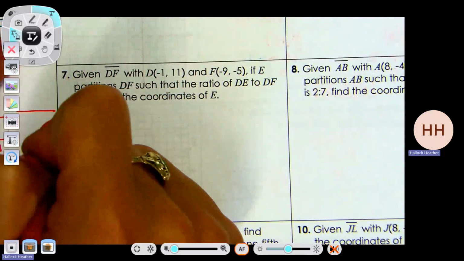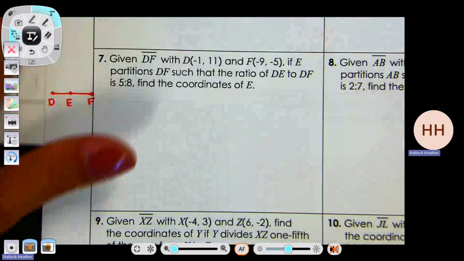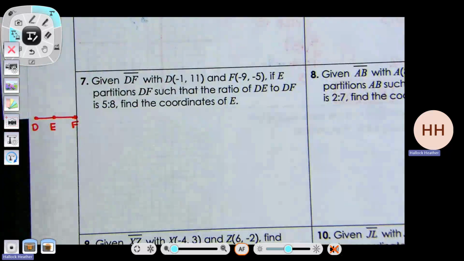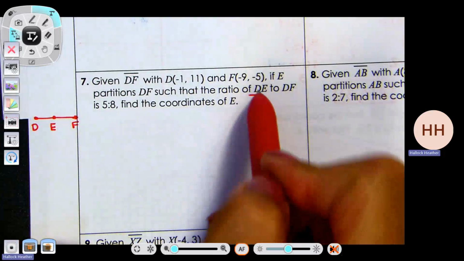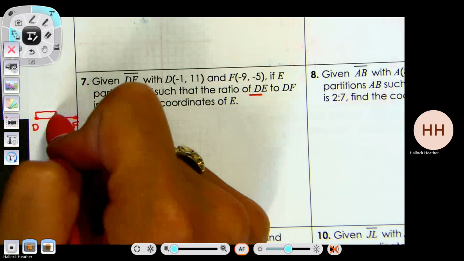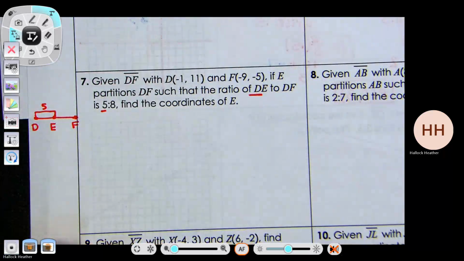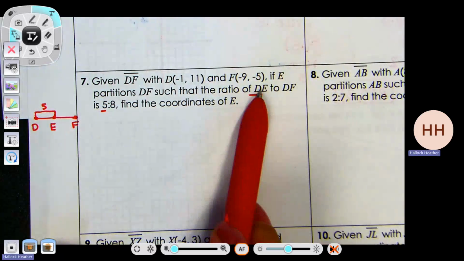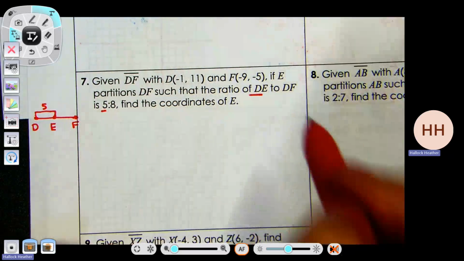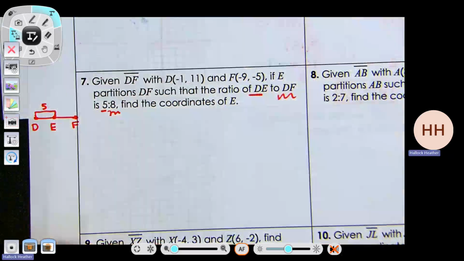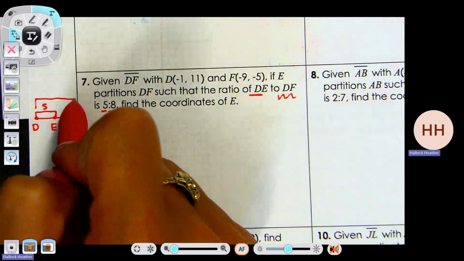And I have D and I have F. I have E somewhere in the middle. And that little picture does not have to be perfect. It's literally just to help you visualize what your ratio is going to be. So the first part says DE, that's 5. So how it says DE and DF, how it's the first and the second, that goes with the first and the second numbers in the ratio. DF is 8. That's the whole thing. D to F is the whole thing.